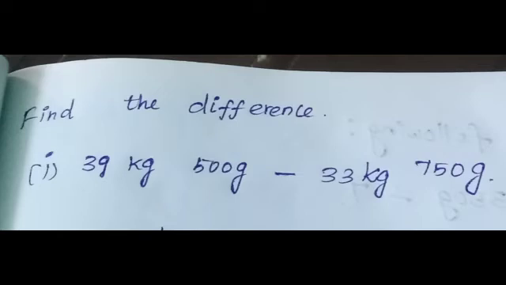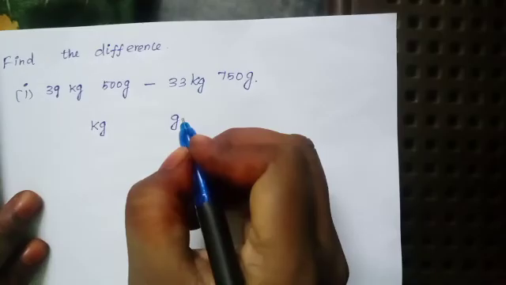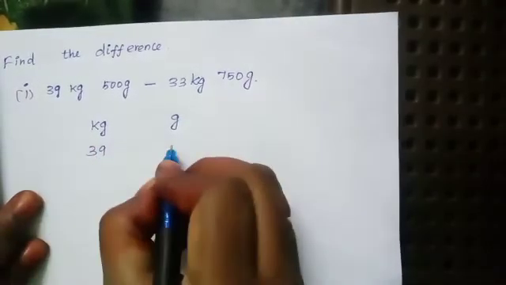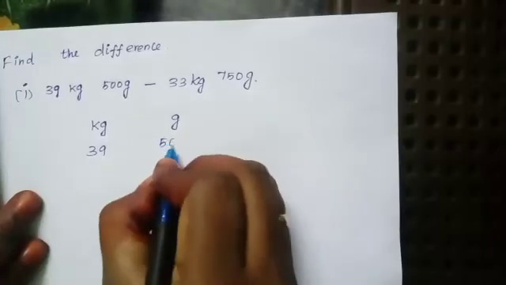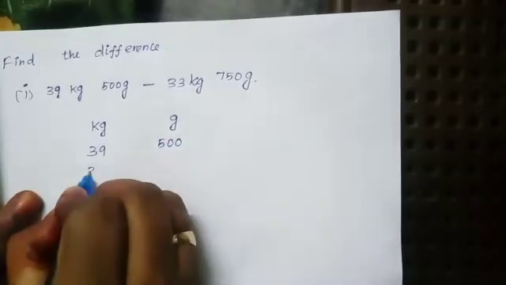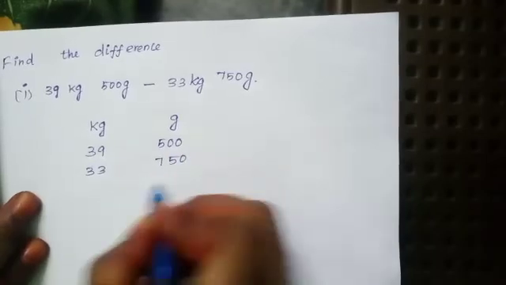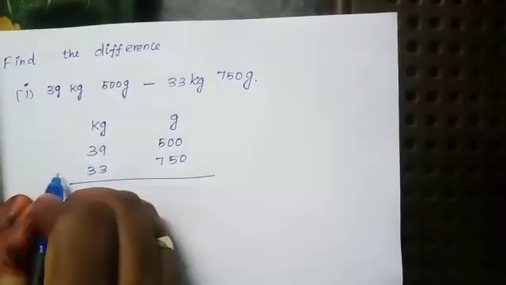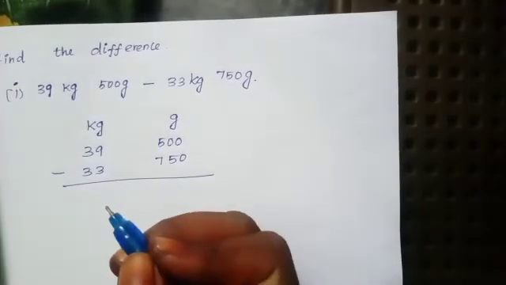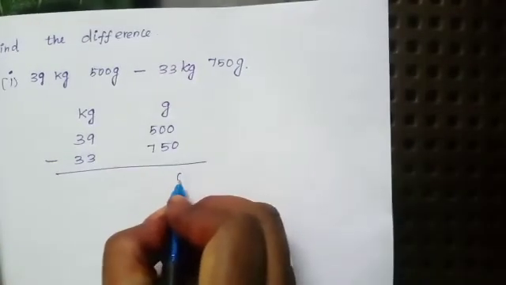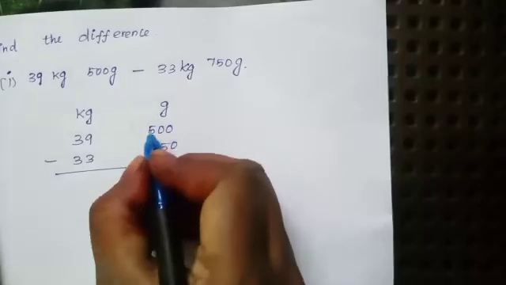For this sum also we want to write kg and gram first. Then we will write the numbers related to kg and gram. 39 kg 500 grams. 33 kg 750 grams. We want to do the subtraction. So we are going to do the subtraction from gram. So 0 minus 0, 0. Can we subtract 5 from 0? No, we couldn't do that.